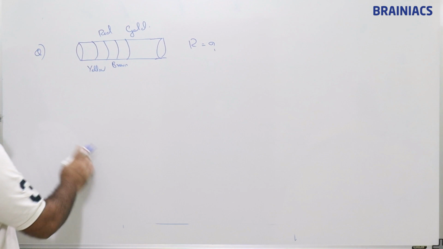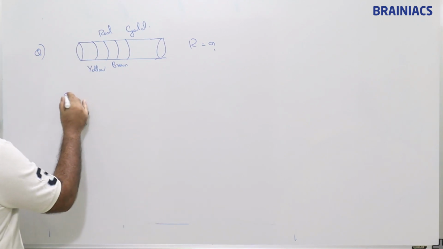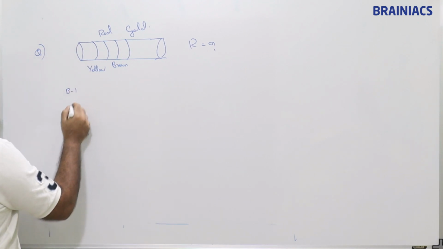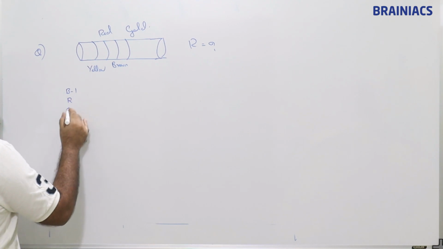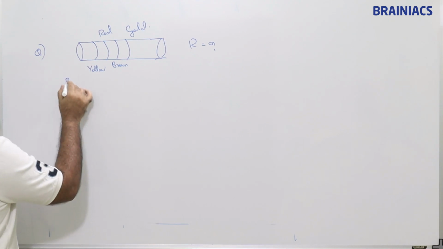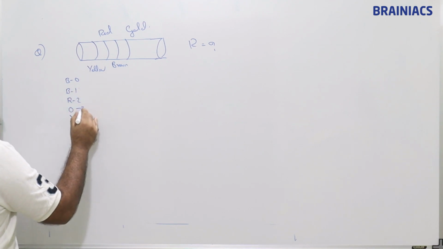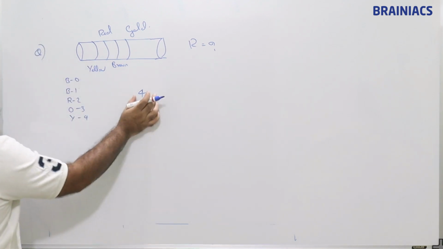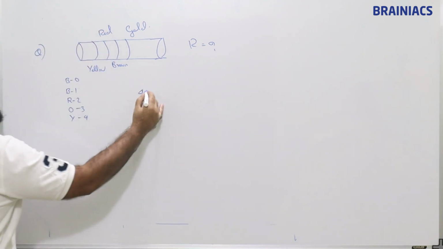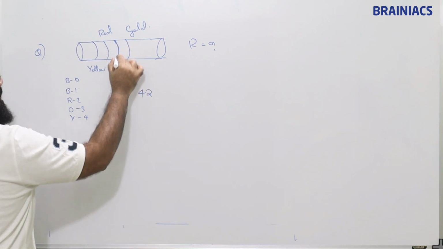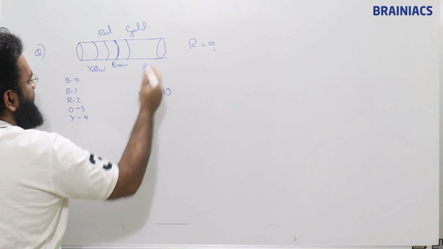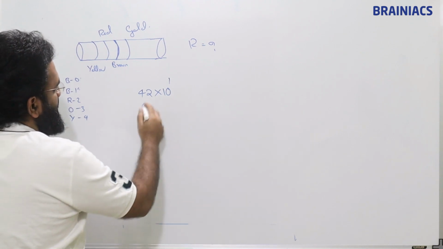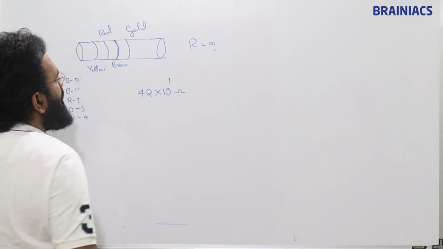Black is 0, brown is 1, red, orange, yellow: this is 0, 1, 2, 3, 4. So 4 is written for the first number. Red is 2. The third band is brown, so this must be written as 10 raised to 1. So 42 into 10 raised to 1 ohm.